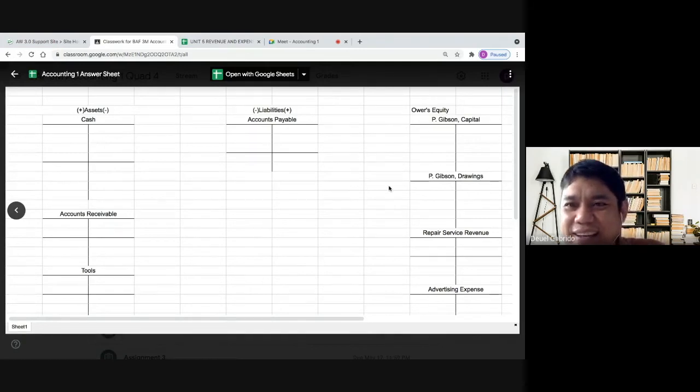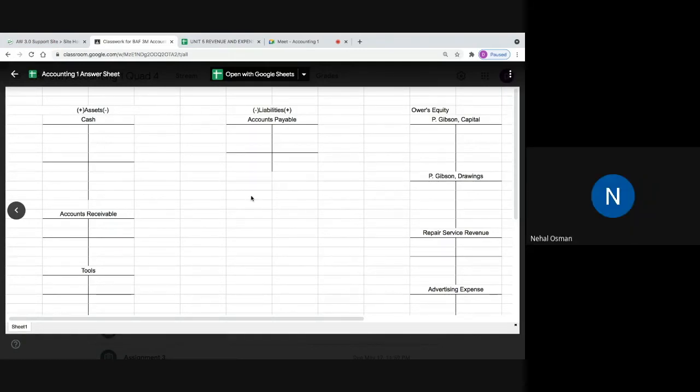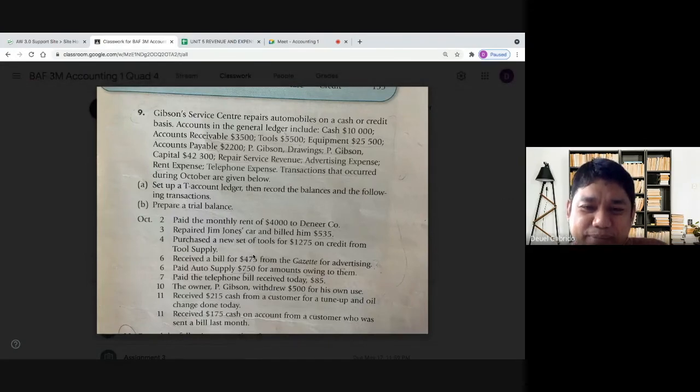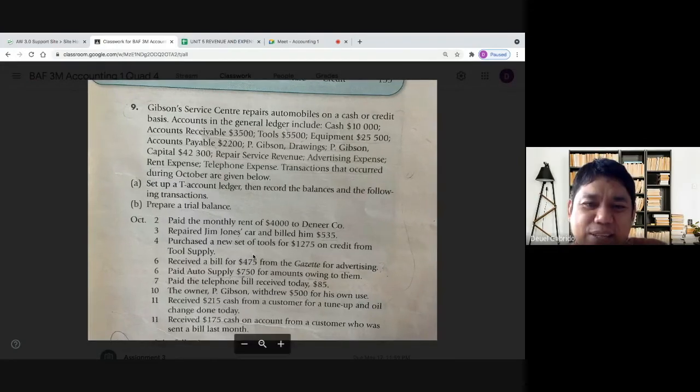Teacher, there is tools and equipment. Are they the same or different? That's different. They will tell you along the way, so you don't have to worry about it.